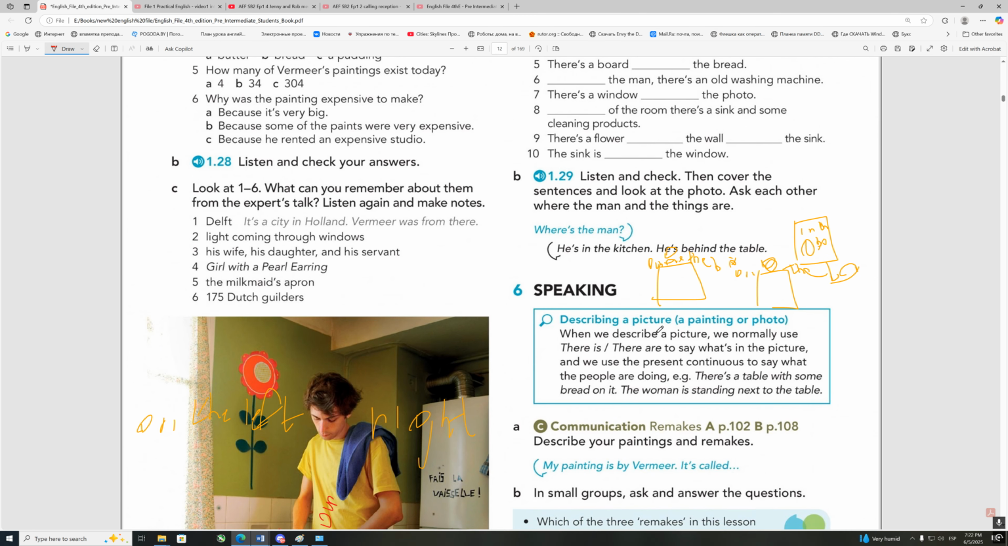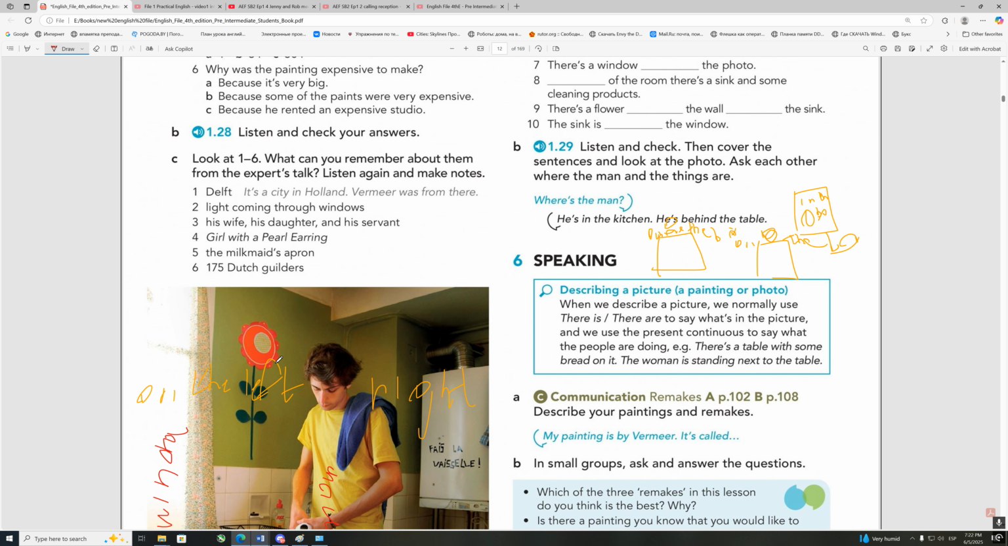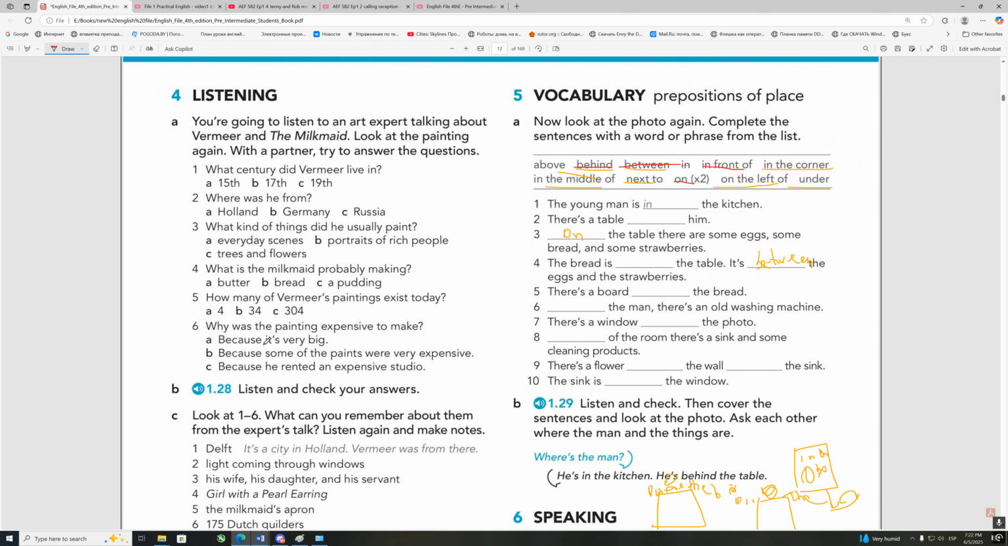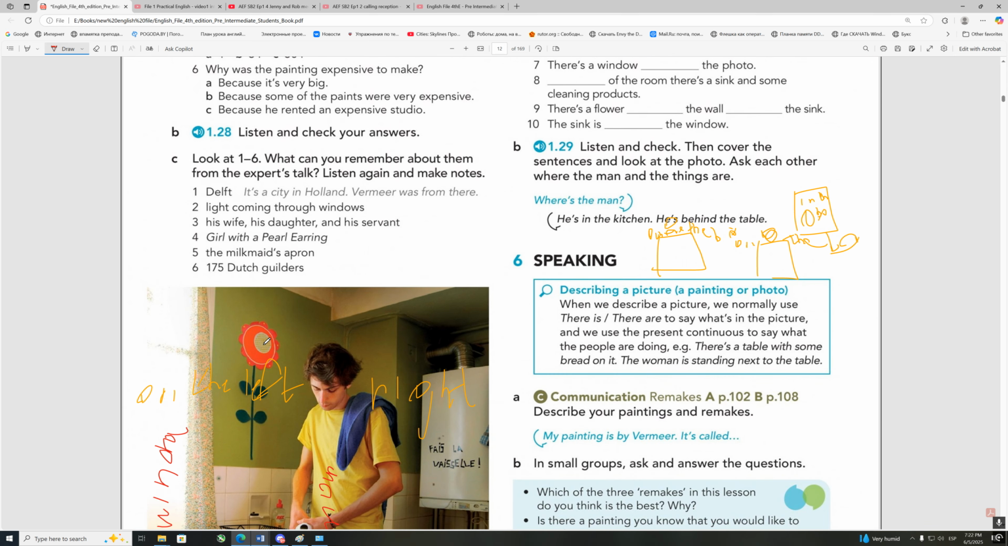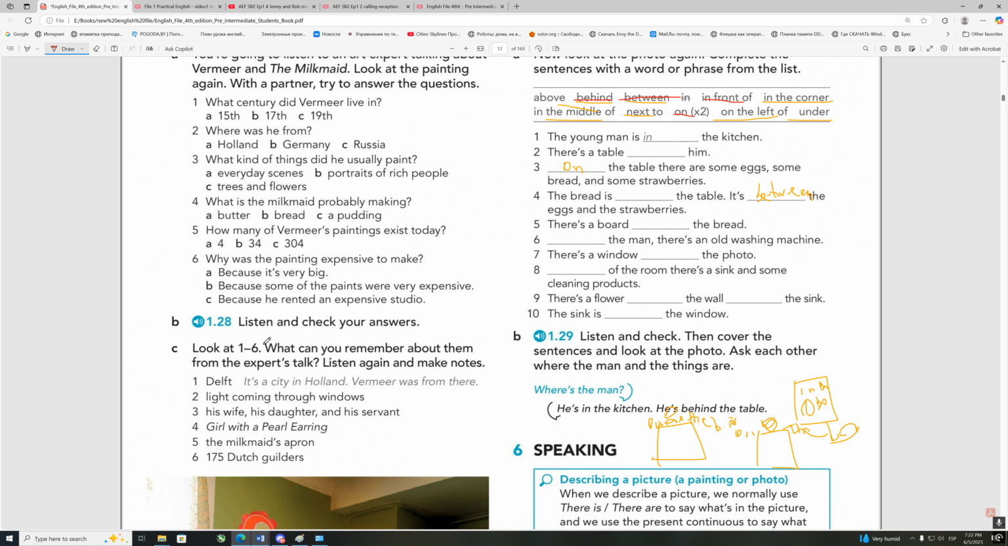There is a window. On the left, yeah. Or maybe it's better to use to the left of the man, or on the left of the photo. Yeah, to the left of the photo. Okay. Then 8.